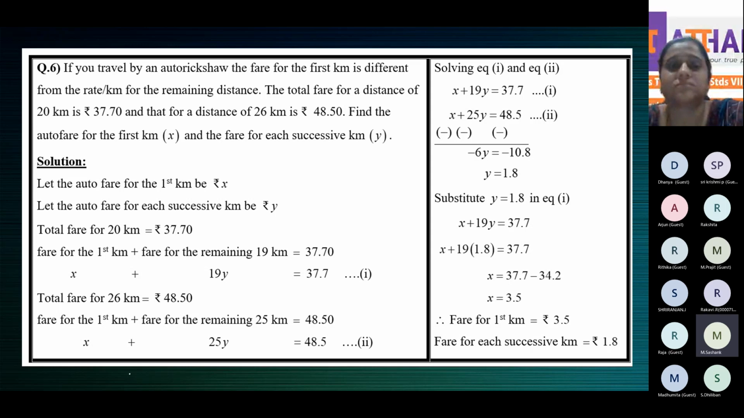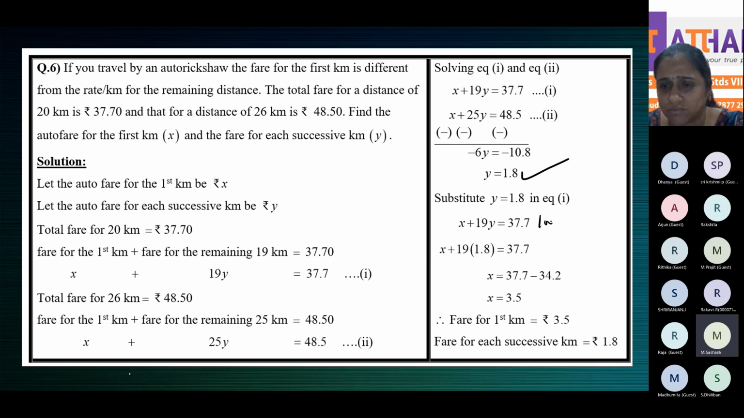Ma'am, I got the correct answer for Y, but not for X. Why not for X? I got 1.7 for X, ma'am. Read what you've worked. 100x plus 2000 into 1.8 is equal to 3000. You got y is 1.8, right? Yes, ma'am. After that only, ma'am.